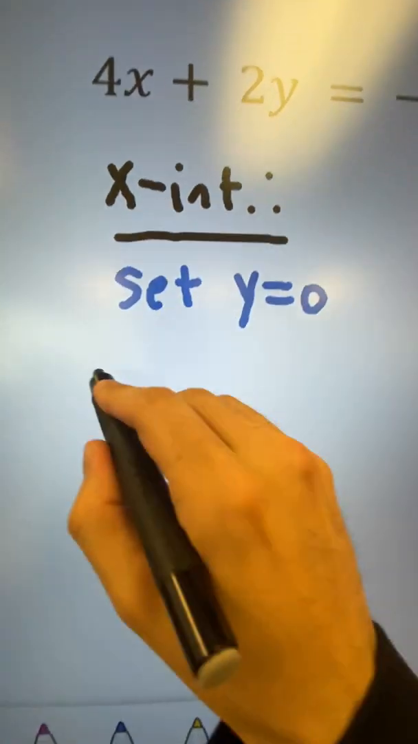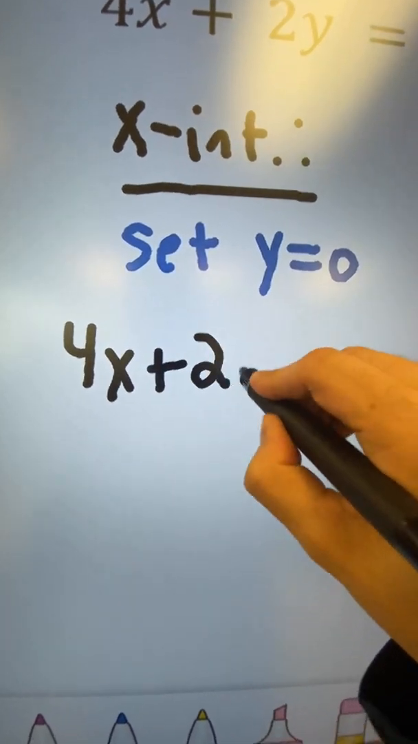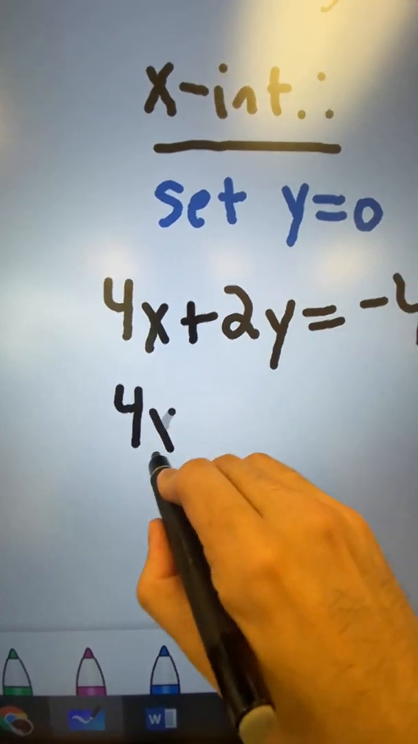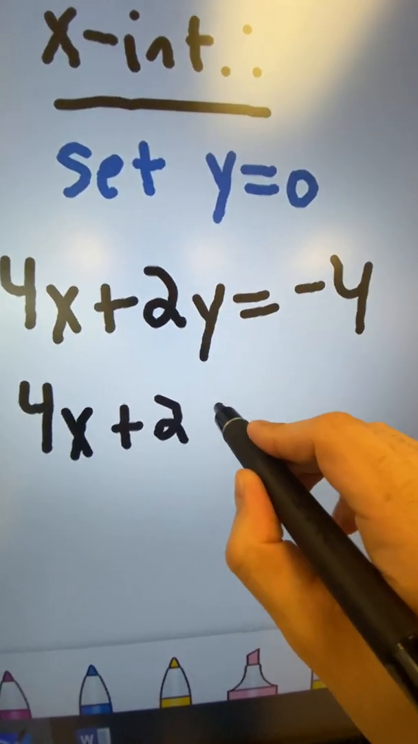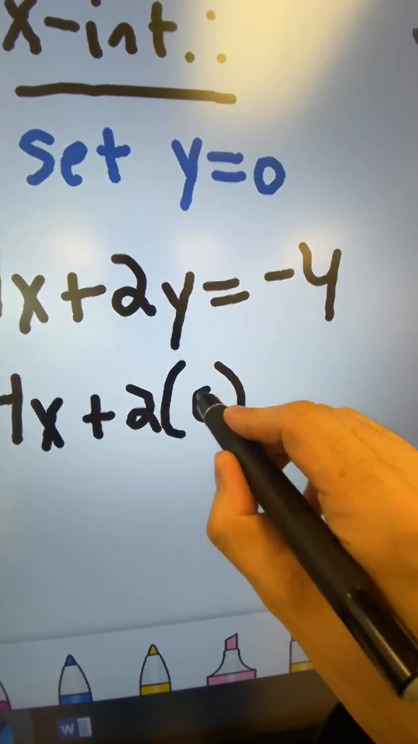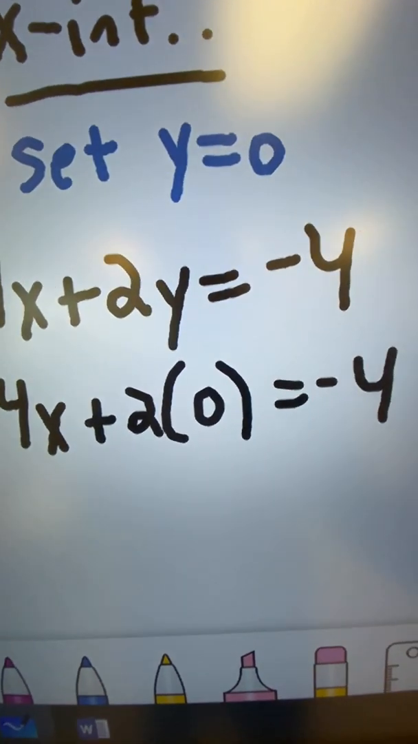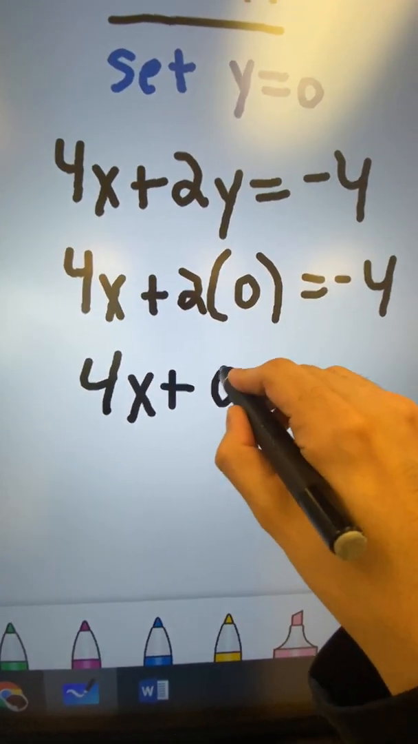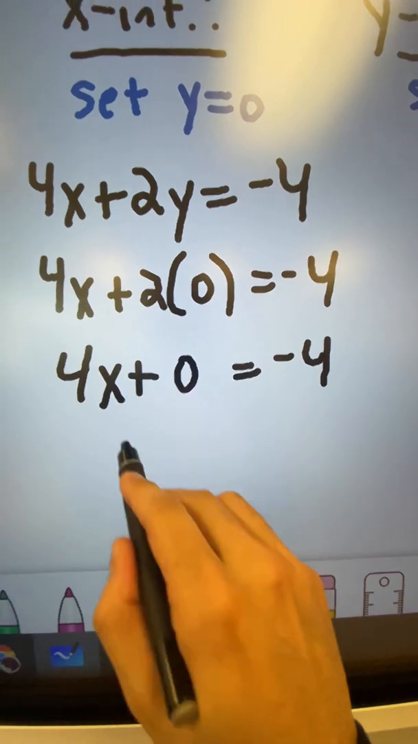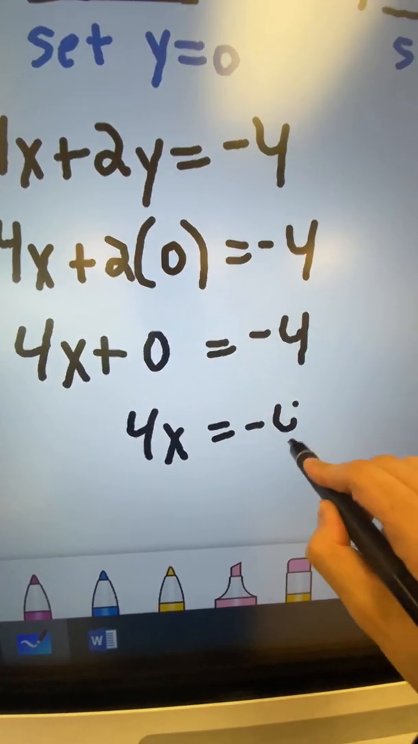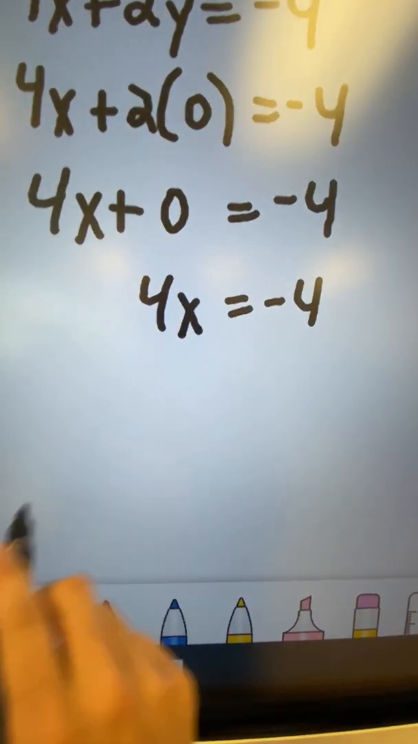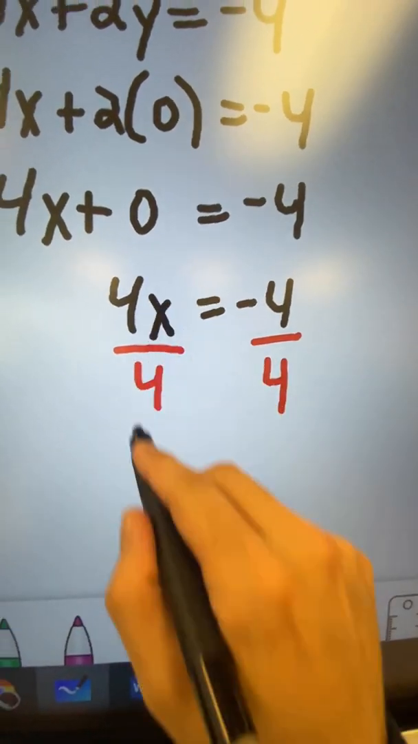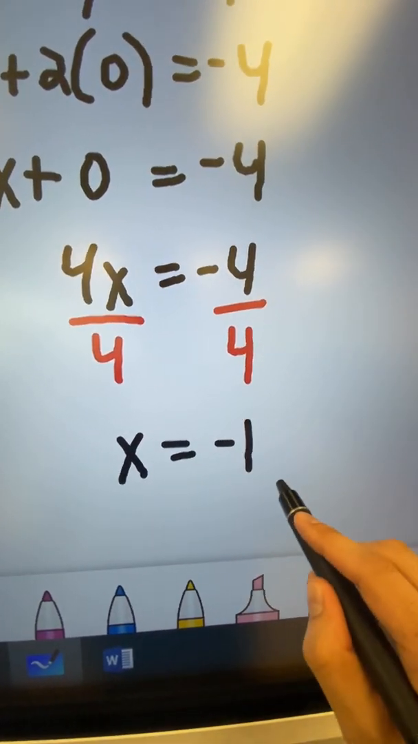So the first thing I'm going to do is rewrite the equation: 4x plus 2y is equal to negative 4. And then I'm going to make y equal to 0. So I copy everything the exact same way, except in parentheses, I'm going to replace y with 0. Now we just proceed with simplifying. 2 times 0 gives 0 here, so I'm going to get 4x plus 0 equals negative 4. Add these up, we get 4x equals negative 4. Last step, to get 1x, I have to divide by 4, and I have to balance the equation, so do it to both sides. So we get 1x equals negative 1.